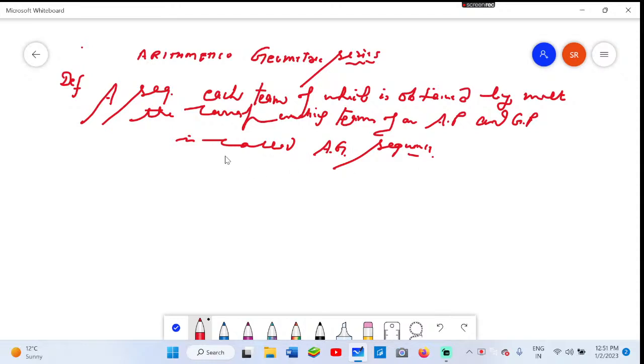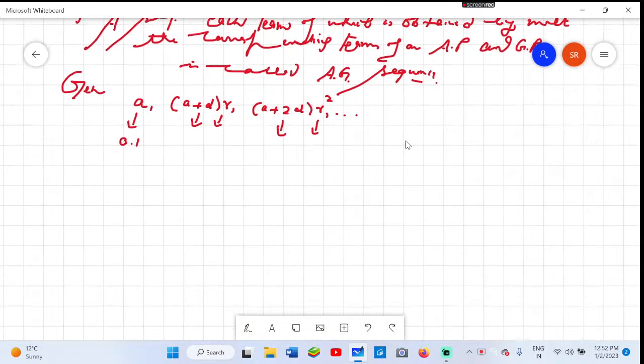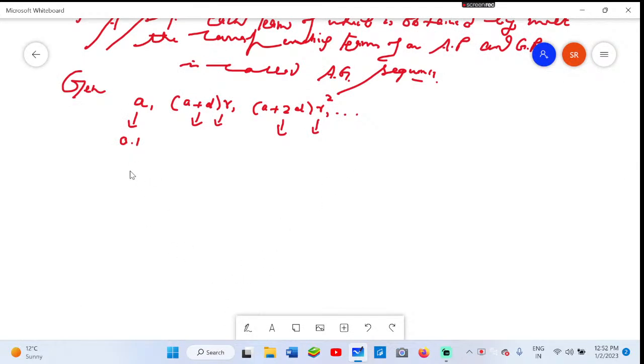See, the general or standard notation for this sequence will be a, (a plus d) into r, (a plus 2d) into r square. Here this a means a into 1. This a plus d into r means a plus d from AP, r from GP. This part from AP, this part from GP. So we are multiplying corresponding terms of AP and GP sequence to obtain AG sequence.